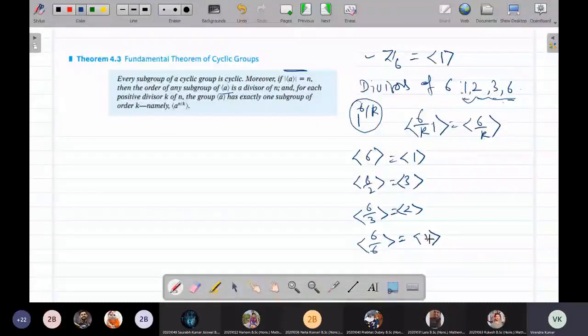Is there anything missing? In Z6, we have 6 times 1 equal to 0 because we are taking addition modulo 6. So we have essentially 4 subgroups of Z6. And note that the order of 1 is 6, and this is nothing but the order of Z6.